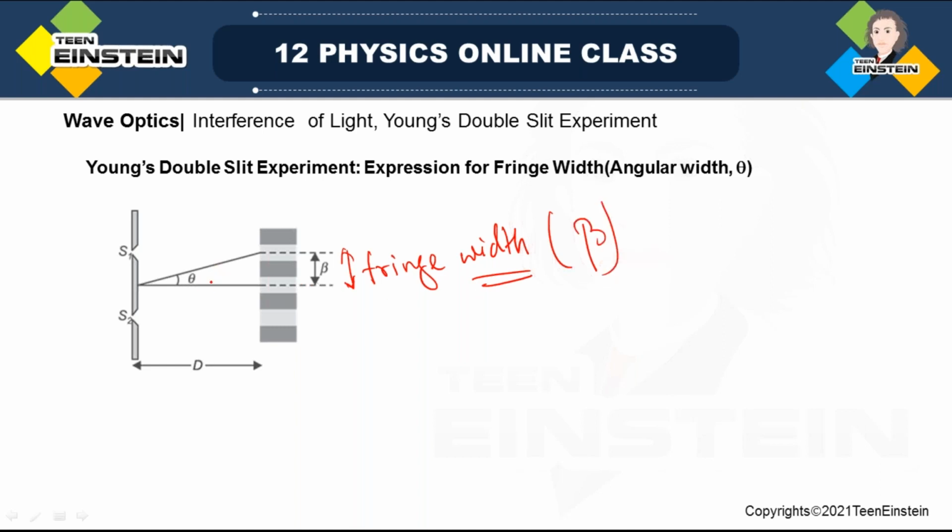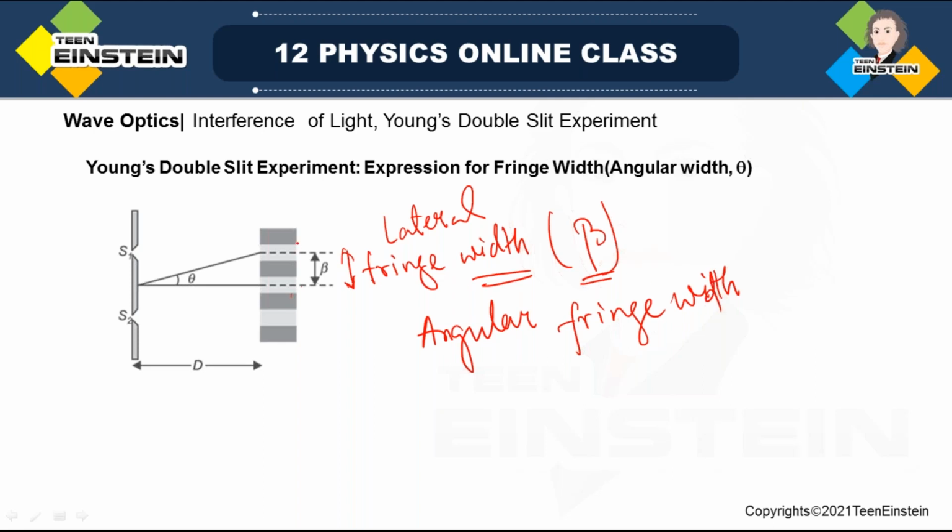And then we will be calculating something called angular fringe width, which is this angle. You look, there are consecutive bright fringes. So this particular lateral fringe width is making an angle at the slit. So that is theta. That theta has to be calculated as the angular fringe width. So there are two fringe widths, lateral fringe width and angular fringe width.